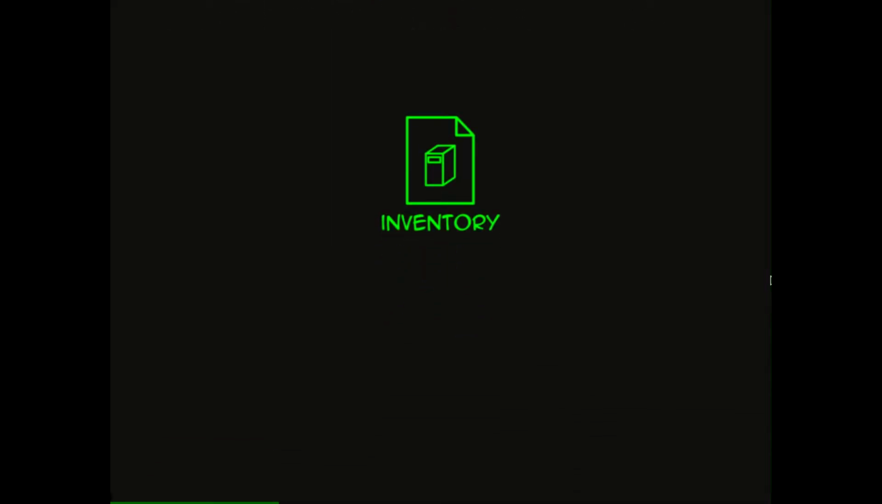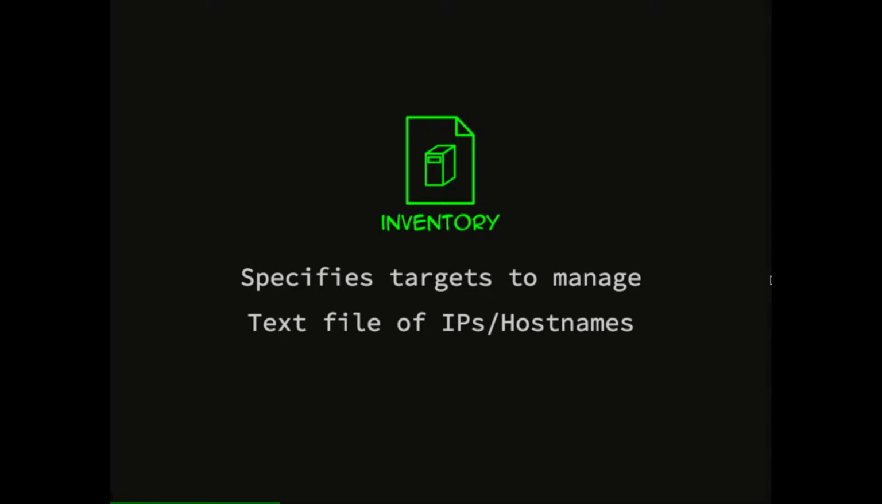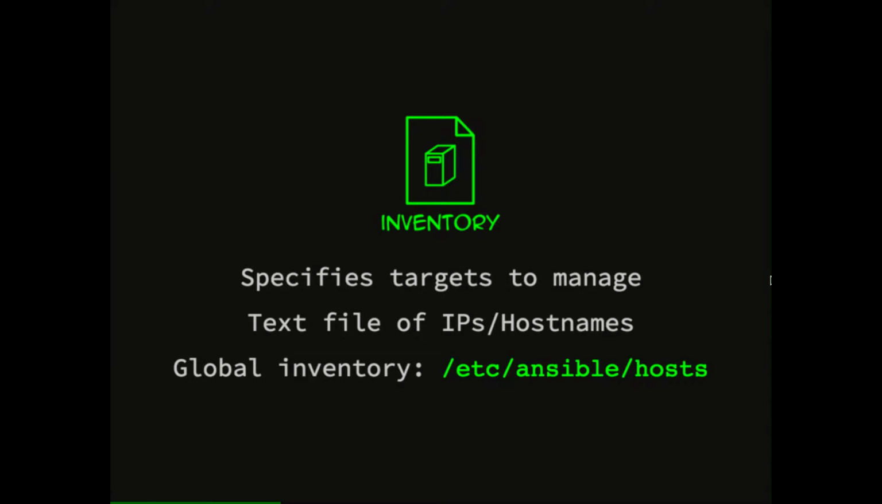So one of Ansible's inputs is an inventory. It's going to be a list of all of the different targets that it's going to manage. And really, it's just a text file with a list of IPs or host names, whatever is resolvable from the controller system. There is one global inventory file for Ansible at /etc/ansible/hosts. And that's going to list all of the hosts that you can have in your data center, but we'll get to how you can extend that later.